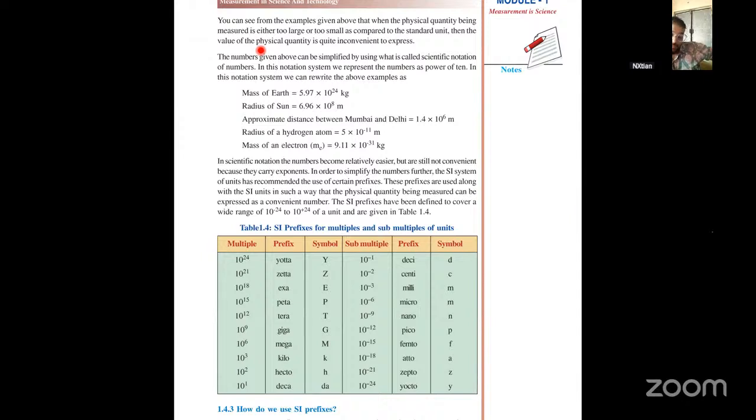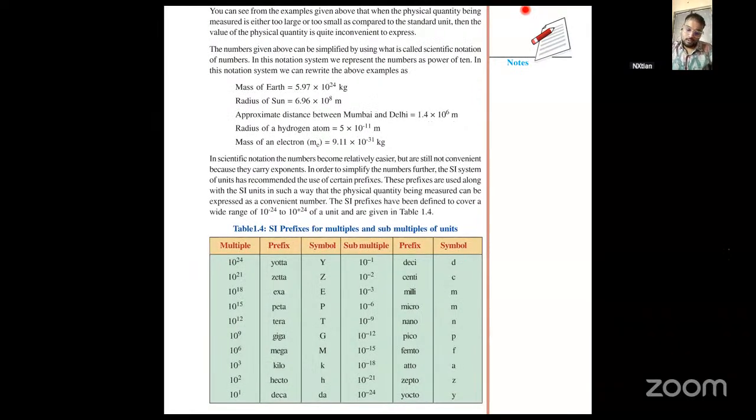10 to the power minus 11. Mass of an electron, m, is 9.11 into 10 to the power of minus 31 kgs. See guys, this is very important. Listen, guys. For example, if I will write a number like this, listen now.